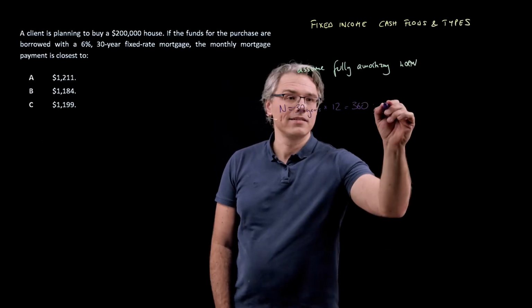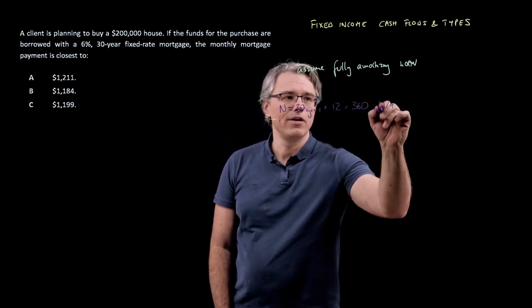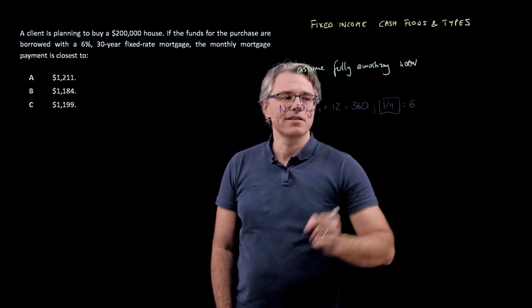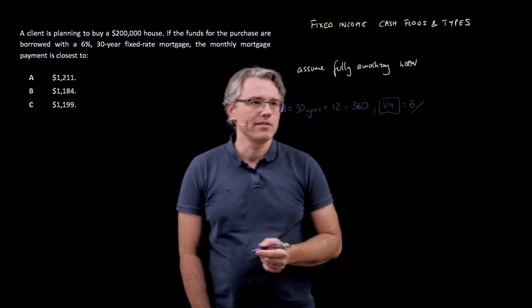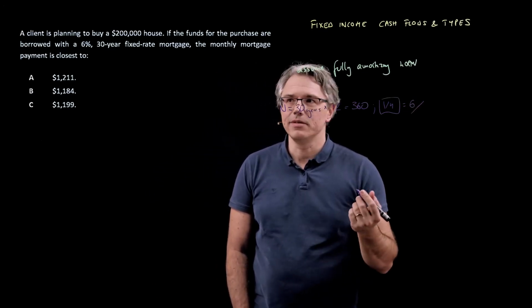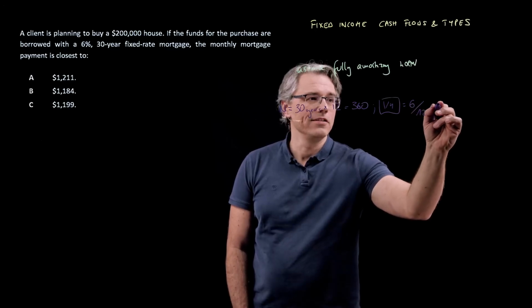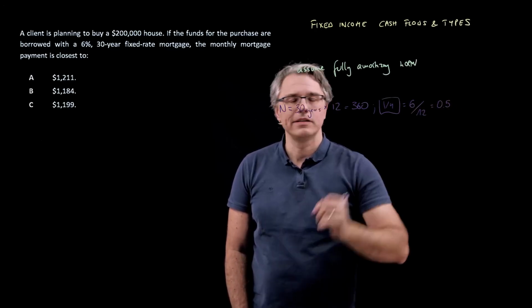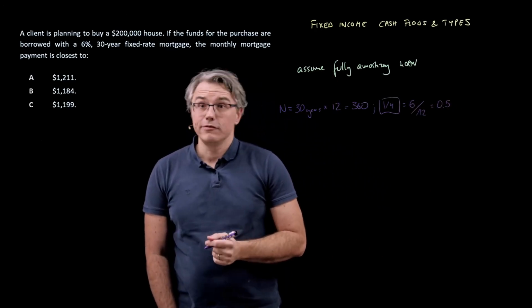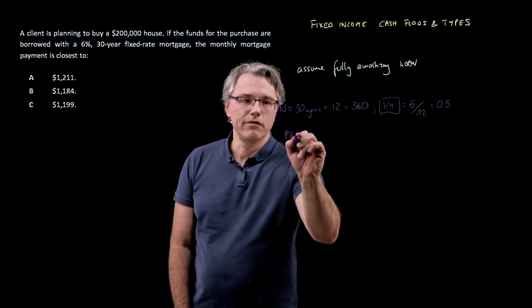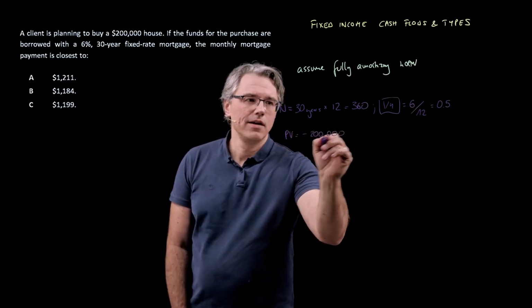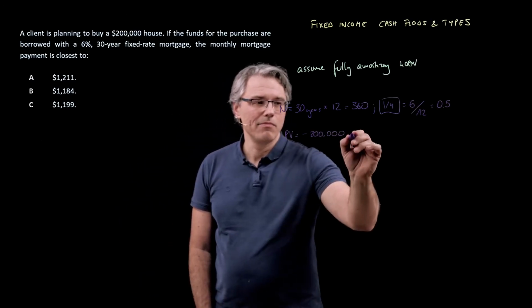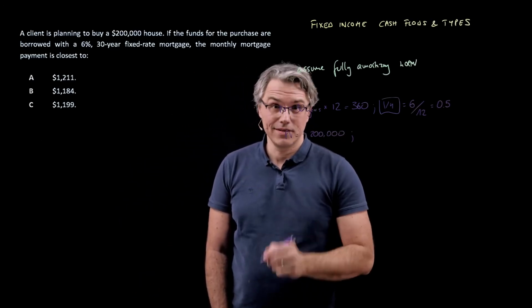The rate I/Y is going to be based on the 6%, but that has to be scaled to a monthly basis as well. So that's going to be 6 divided by 12, which actually is 0.5. What else? For PV, I'm going to have minus 200,000. Because it's fully amortizing, my FV input is going to be 0.